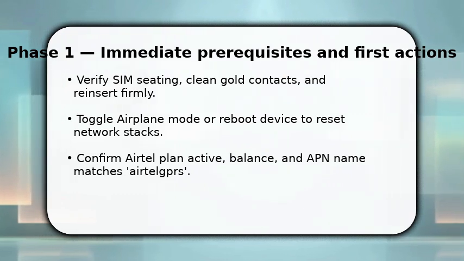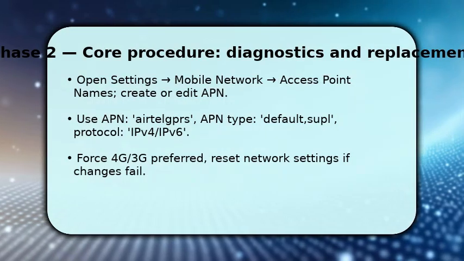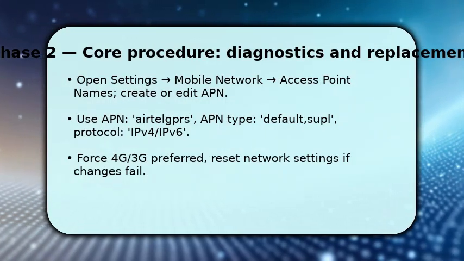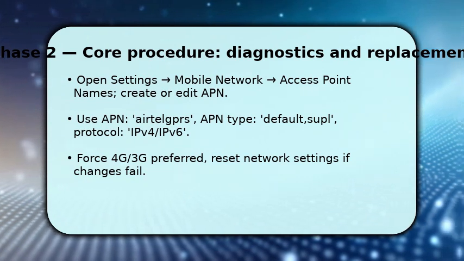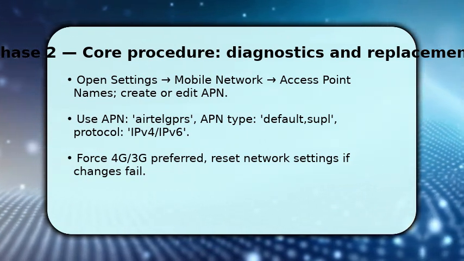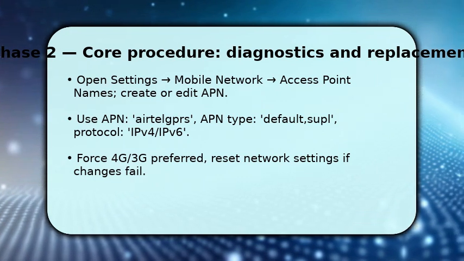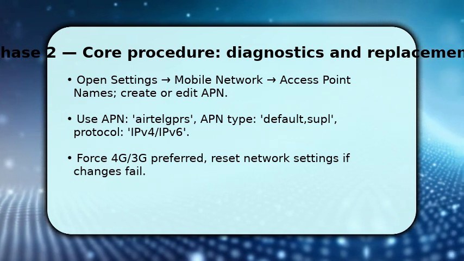Now you dig into APN and network mode to fix deeper issues. Open your device APN settings and either correct or create an entry. Set APN type to default, SUPL and protocol to IP4/IP6 so apps and tethering both work. Next, set network mode to 4G/3G preferred to avoid roaming on weak bands.